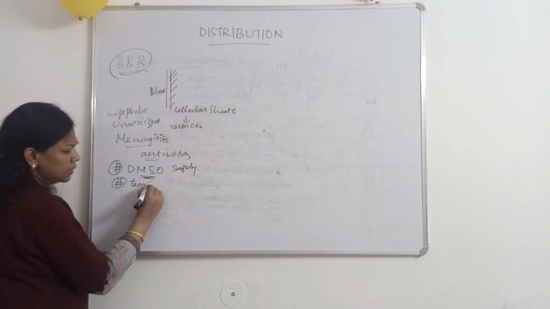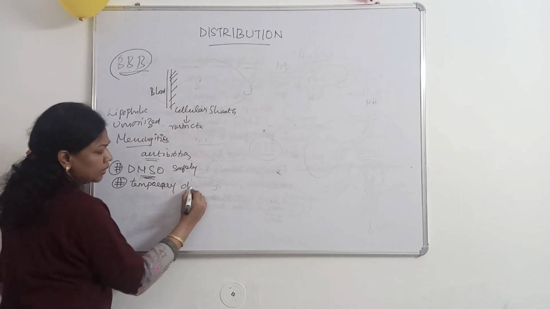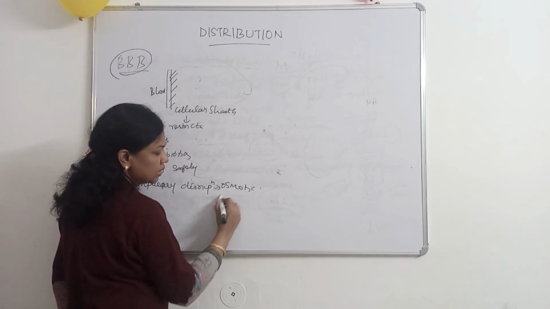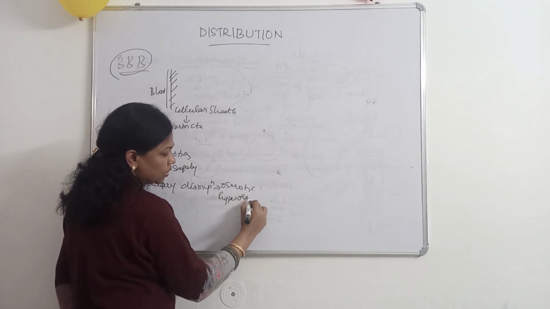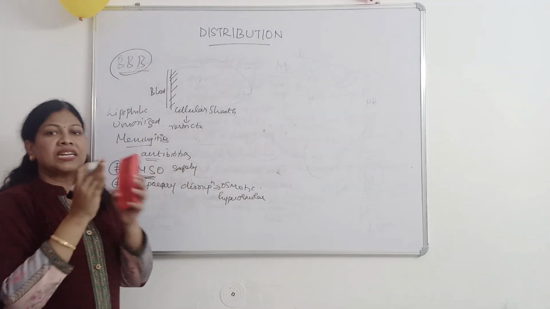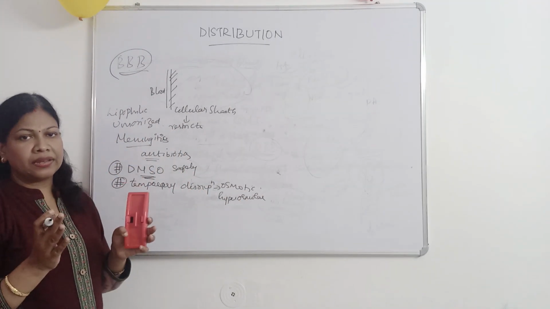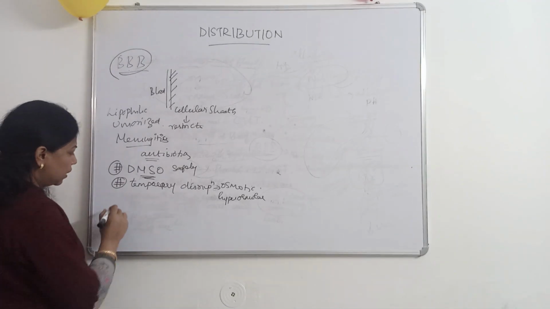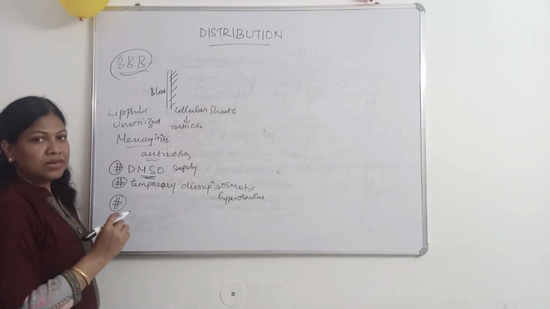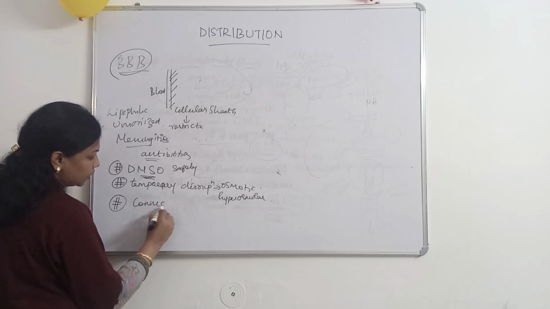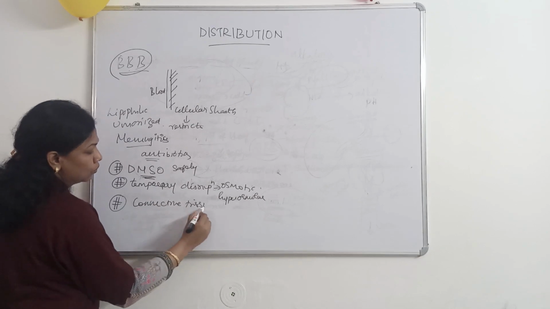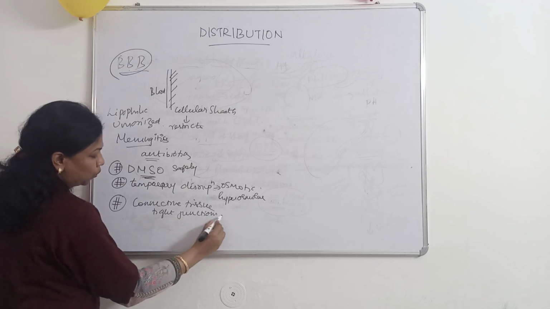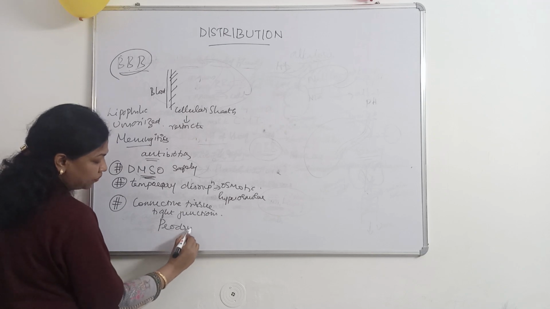So, we can go for some temporary disruption of the barrier, which can be done by osmotic disruption. That is, by using some hyperosmolar solution, we can create osmosis and disrupt the tight junctions of the barrier, and make the drug molecules enter through the barrier. Another thing that can be done is that we can just loosen the connective tissue. Connective tissue can be loosened, or the tight junctions present in the brain barrier can be opened.